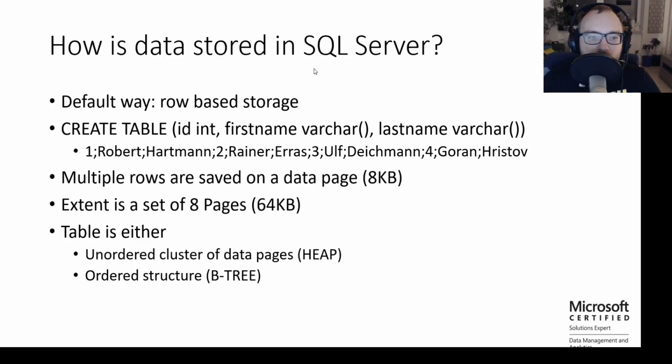Normally, if you don't specify something special, you will create a table that is row-based. What does it mean? Have a look at this table statement: create table with ID int, first name varchar, last name varchar, meaning I store here some names. ID 1 is my name, ID 2 a colleague of mine, 3 a colleague of mine, 4 a colleague of mine, and so on and so forth. The point is we store it one after another. So we begin with ID, first name, last name. Then comes another ID, first name, last name, and so on and so forth.